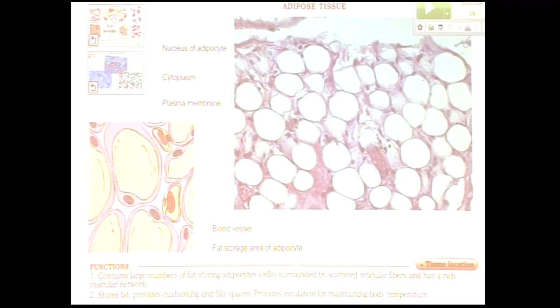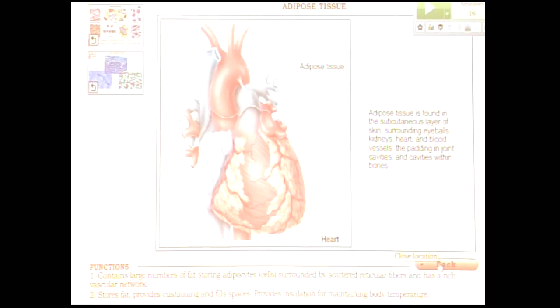And then functions, I'd say stores fat, provides cushion and insulation. So that's that one. But around your organs, right? Yeah, it's around most of your organs too.